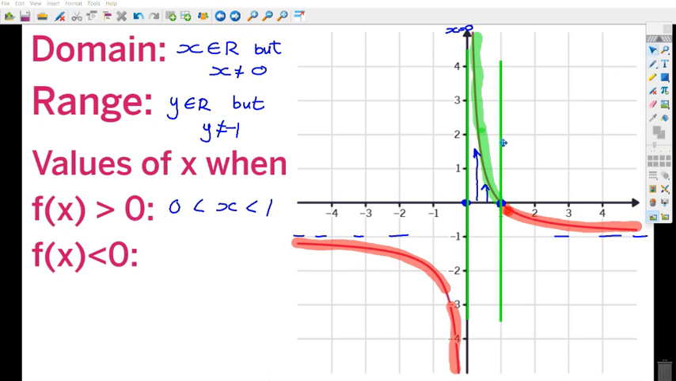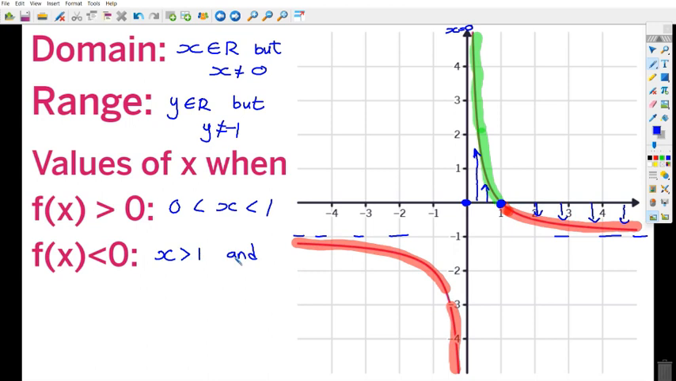Now if I look at the red part, here's my red part. So I go to my x-intercept. There it is. If I go to the right, can you see that my graph is below, below, below? So that's all the x values greater than 1. x is greater than 1. And there's another part here. There's another red part here. There are 2 red parts.